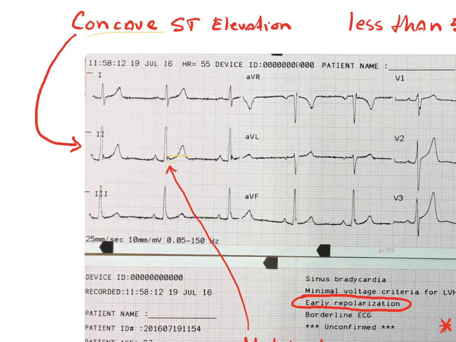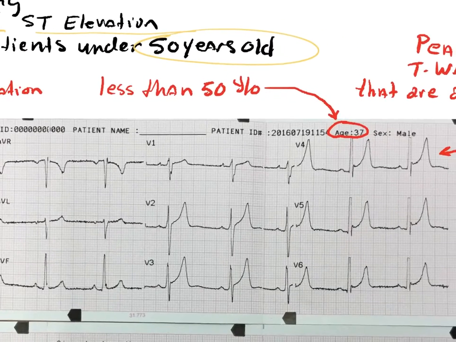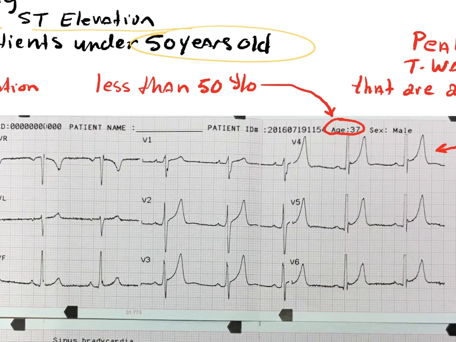Because normally, what are you used to seeing with ST elevation, particularly in the inferior leads? You're normally used to seeing something like this, where the ST elevation comes up like that. Here I have it slouching down, making a little cave. That's called concave ST elevation. That potentially tells you that you're dealing with benign early repolarization. The other thing, of course, is somebody who's young, less than 50 years old. That tells you something.